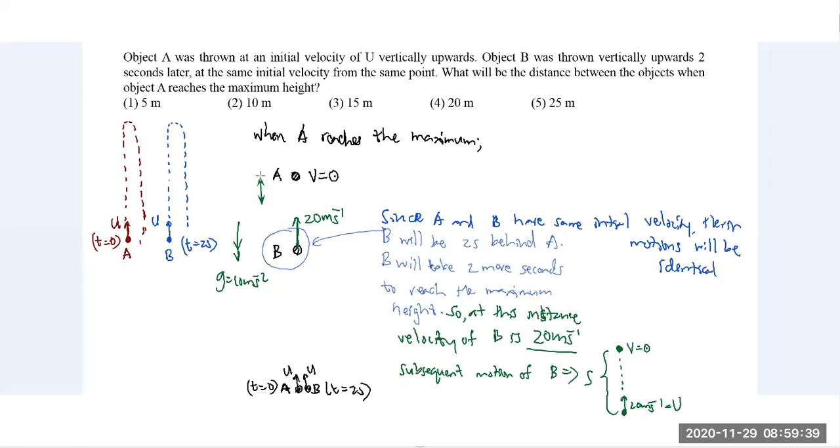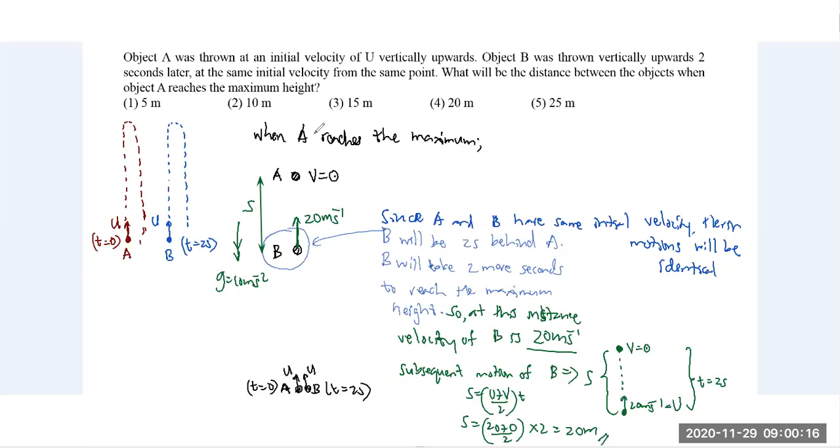I hope you guys understand this. That is the gap between A and B when A is at the maximum height. For B to reach the maximum height, it will take another 2 seconds. Now for this instance, you can apply S equals (u plus v) over 2, into t. So S equals initial velocity 20, final velocity 0, divided by 2, into 2. So the answer is 20 meters. That's how we find it.